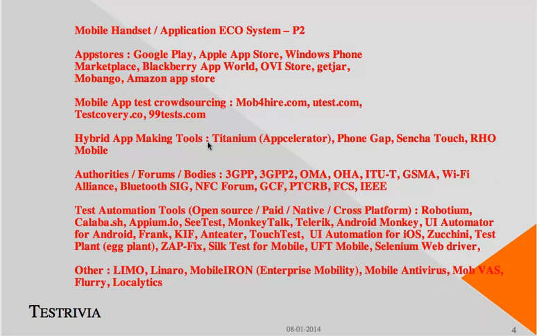Android Monkey, I'll be able to demonstrate each one of them later. We have a good number of sessions and demos planned for that, so you will be able to see each one of them in the upcoming sessions. Other initiatives like Limo, Linaro, Mobile Iron, which is for enterprise mobility, mobile antiviruses, mobile VAS, and Flurry, localytics, we will check out each one of them and why they are there in the ecosystem in the remaining sessions.